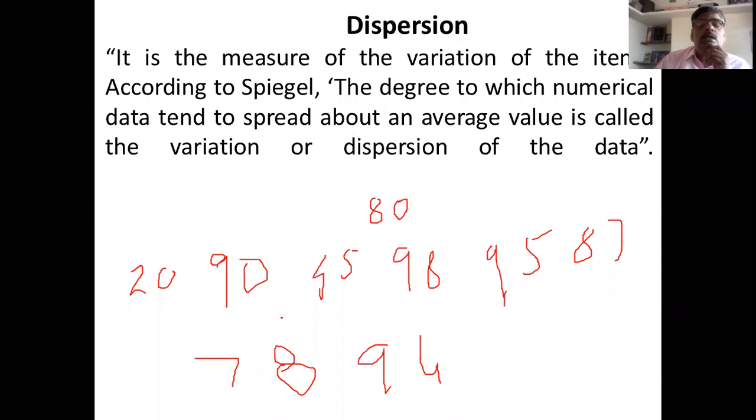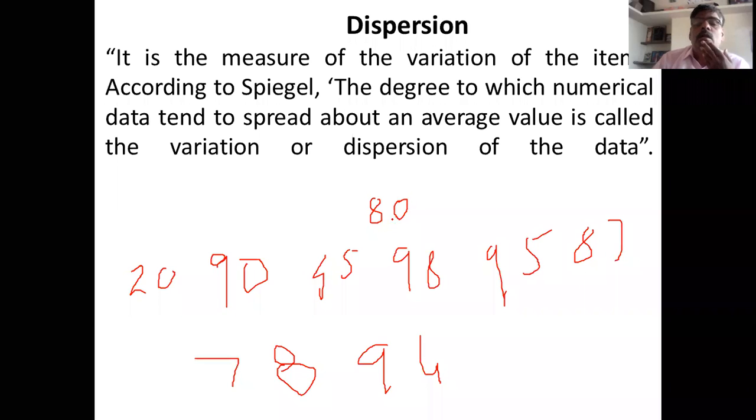94. Let us consider these are the 7 subject marks of your BCom first sem: 20, 98, 45, 98, 95, 87, 98, 94. You may calculate the average also. You take the total of these and divide by 7. And simply I have taken it as 80. It is not the exact average.